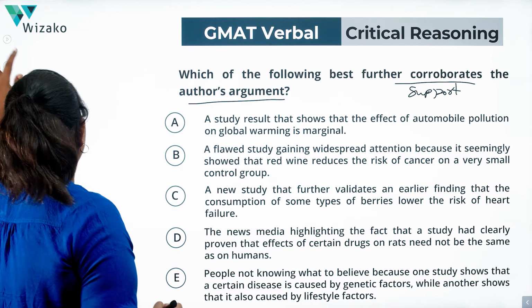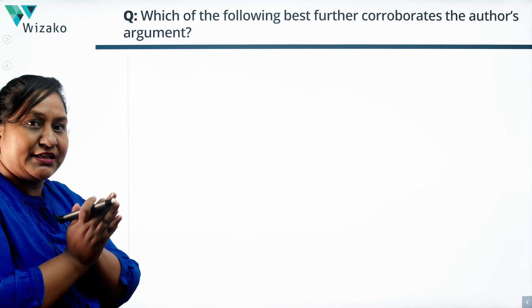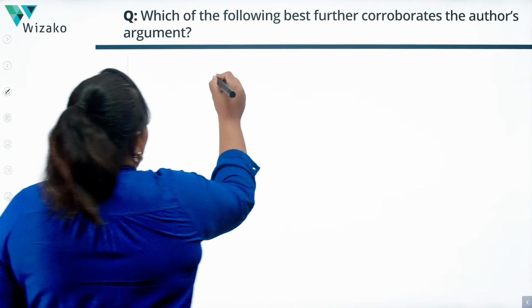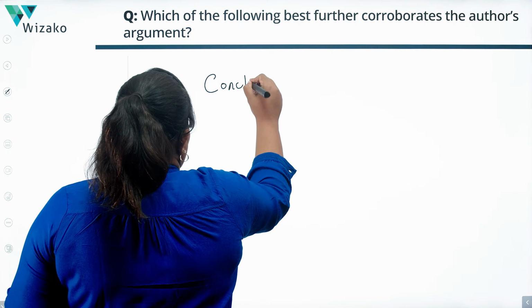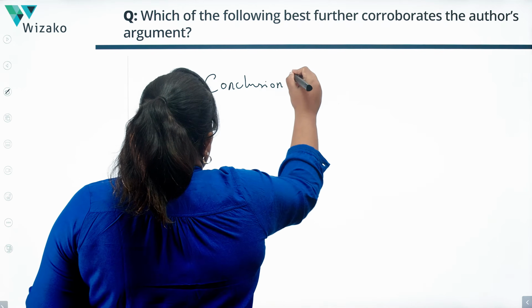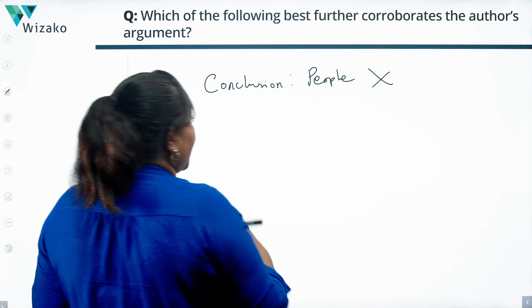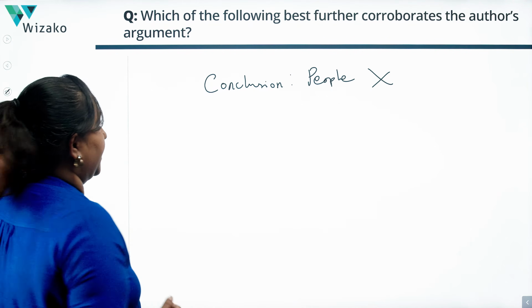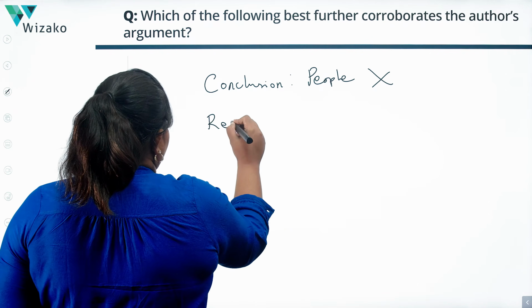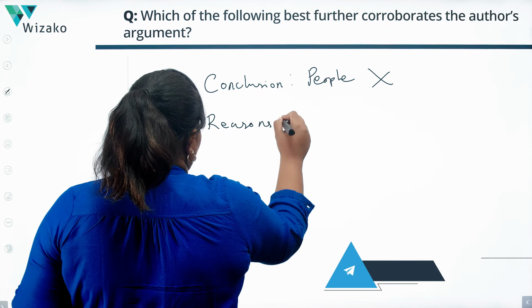Now let's see if we can jot down what we can understand about the author's argument. What is the author's conclusion in the argument? That people are wrong, right? And their beliefs are wrong. Both the beliefs are wrong. And what are the reasons the author gives in the argument?